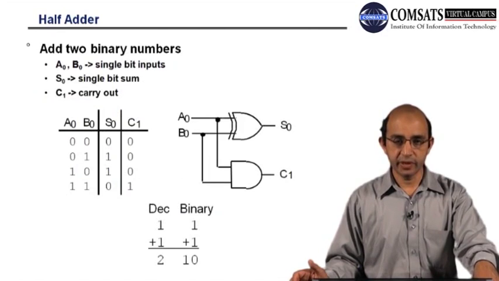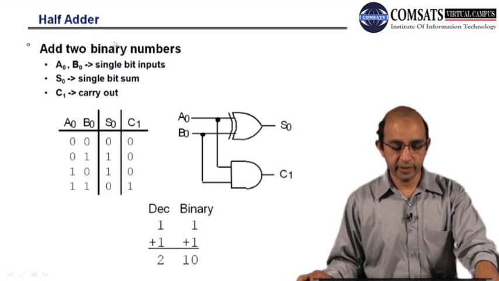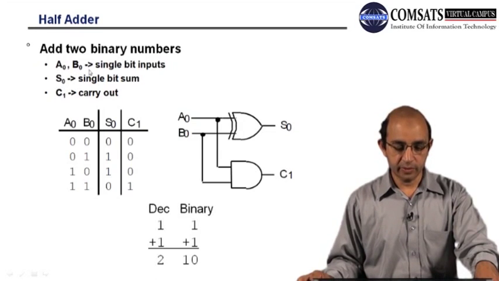So let's start with the half adder. We will be starting from the single bit. If we have two bits and we have to add those bits, here we have the sum, represented by S0, and the two bits that have to be added are represented by A0 and B0, and C1 is representing carry.